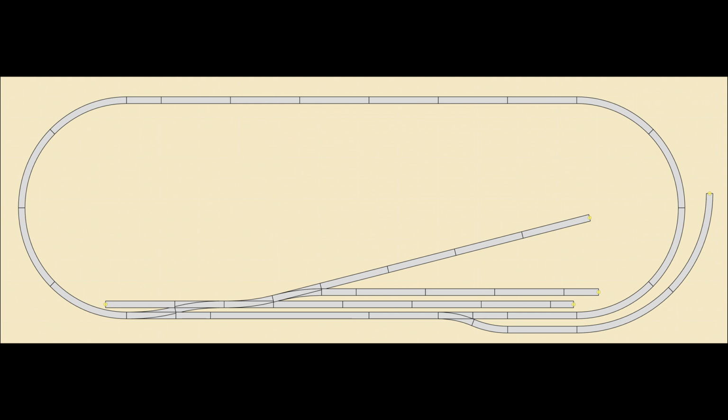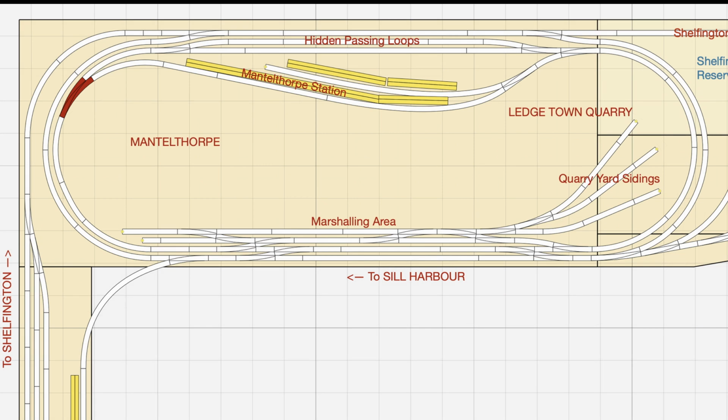To perform testing, I needed to modify the test track, and I decided to try and replicate a similar location to where the curve point would appear on the Shelfington track plan. On the main track plan, the point is positioned to the northeast of the inner loop, right at the top of the incline, and facilitates entry into and exit from Mantlethorpe Station.